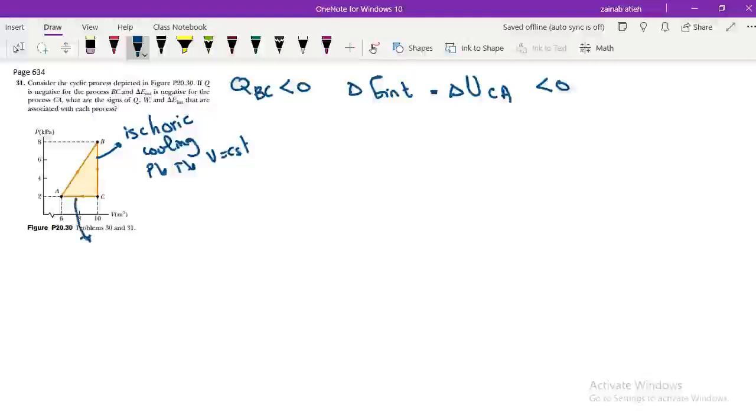Down here, the process CA is an isobaric compression. Why is it called a compression? Because as you can see, the volume is decreasing. So in this process, the pressure will be constant, and the volume will be decreasing, and so the temperature will be decreasing. So it can also be called isobaric cooling. So it's the same as cooling.